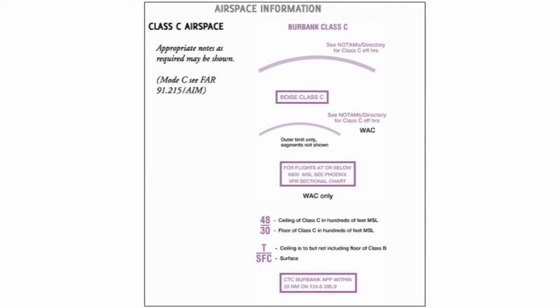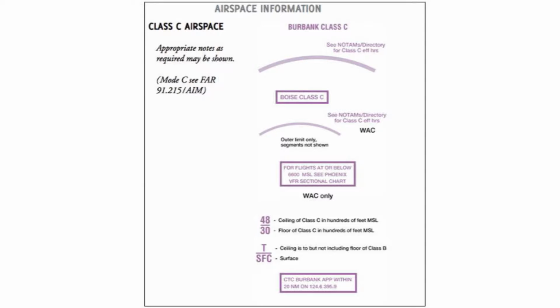And the appropriate information is always going to be found in the NOTAM section. So for instance, if you're looking for flying in a certain area like Burbank Class C, notice that purple arcing line and the color of it and the size of it. Now Boise Class C is a little bit different. The line isn't quite as thick.